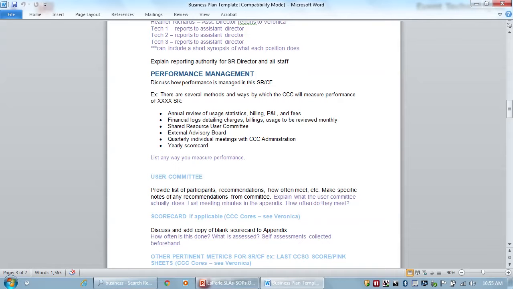So that's what they'll want to have in their business plan: what measurements do they need to fulfill for other stakeholders, other than what we have listed here, which is what the CCC requires. And this was built by Veronica and the CCC, so that's why that's standard. But if you don't use any of those or don't have any of these, you just want to write, how is your core looked at and measured for performance?